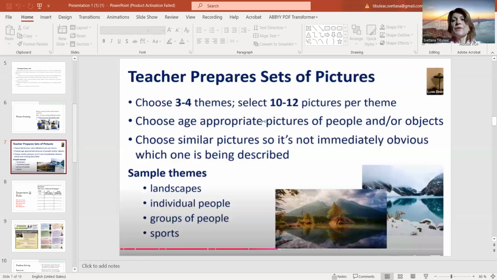The teachers prepare the sets of pictures. They choose 3 or 4 topics. Select 12 pictures per topic or per team. They choose age-appropriate pictures of people and objects. They choose similar pictures so it's not immediately obvious which one is being described. So that's why it's picture guessing. The sample themes might be landscapes, individual people, groups of people, and sports.